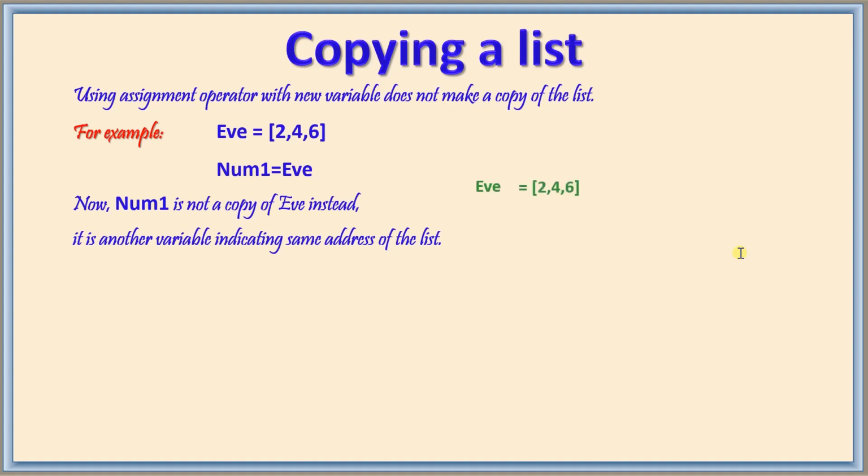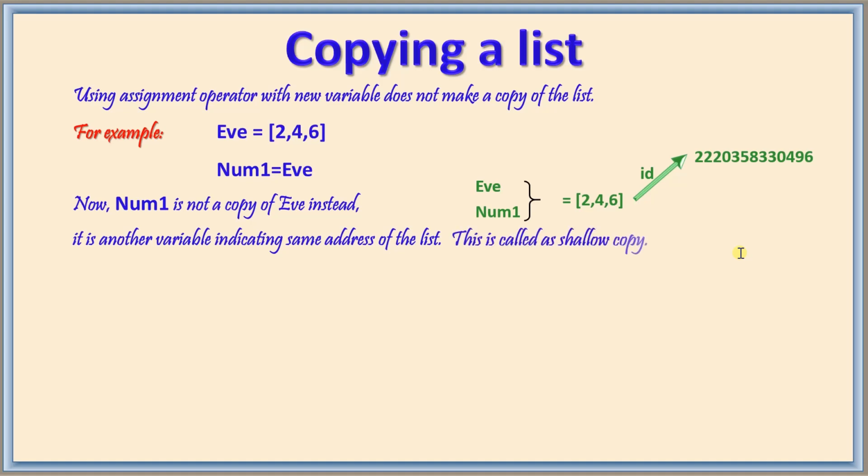eve is equal to [2, 4, 6]. If you see the ID of this, it may be showing some ID on your computer, right? Now if I give num1 is equal to eve, then both the IDs are for the same list. It is not two different lists, so the ID also is the same. If you change the list having eve as the name, when you see num1, that also gets changed. That means it is one single list. This is called shallow copy. Then how do we make an exact copy of a list?